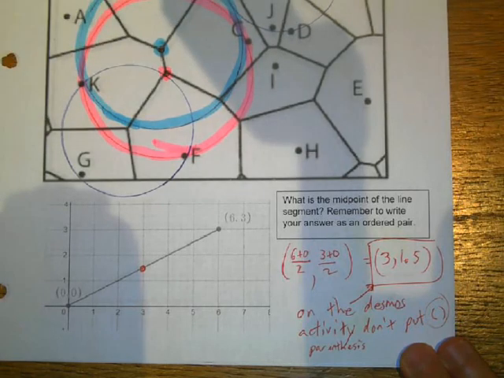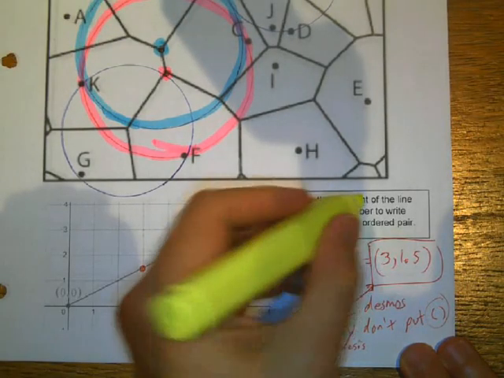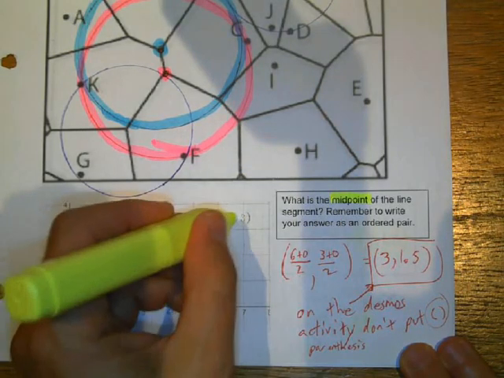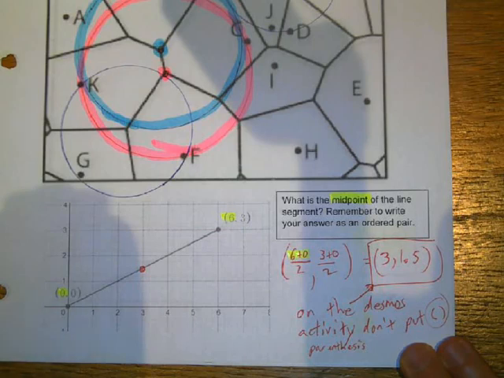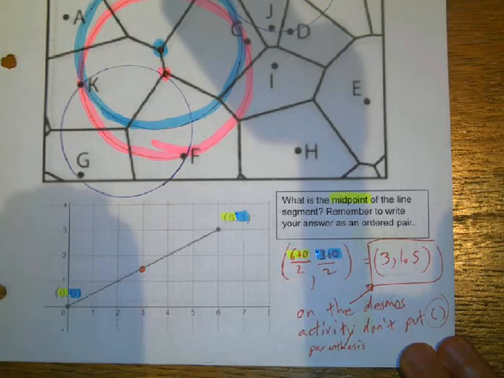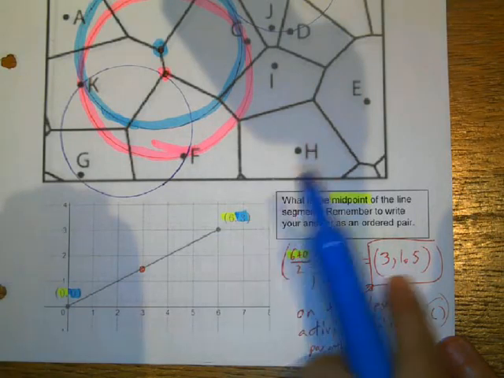Okay, next one. You've got these coordinates, and they wanted you to find the midpoint. In order to find the midpoint, I took the average of the x values, and we take the average of the y values, and then we end up with 3, 1.5.